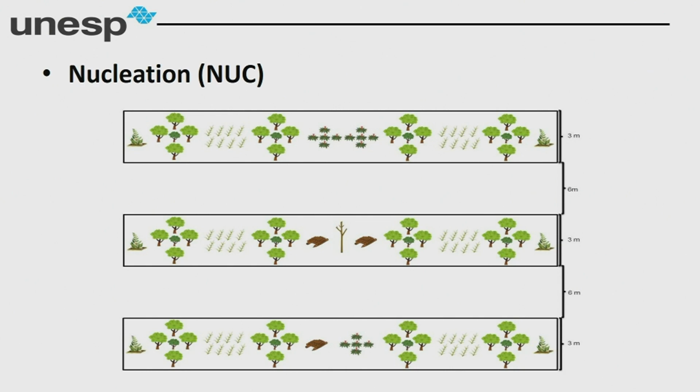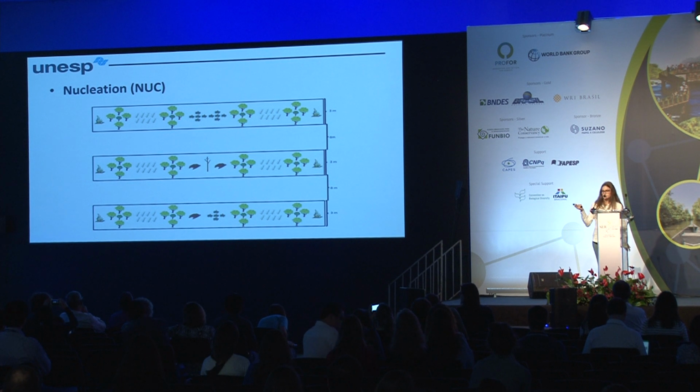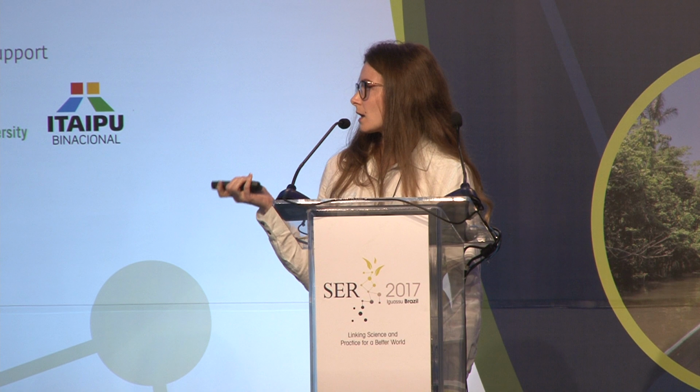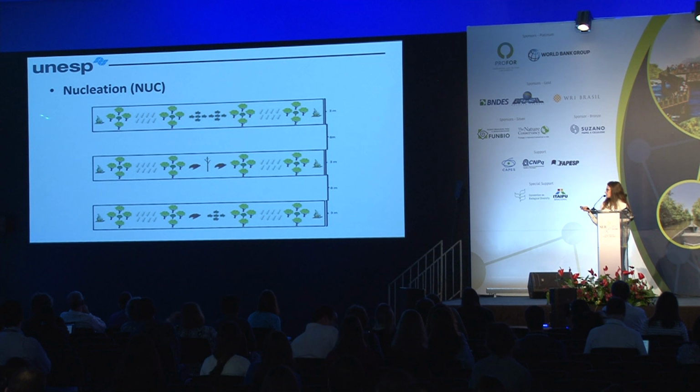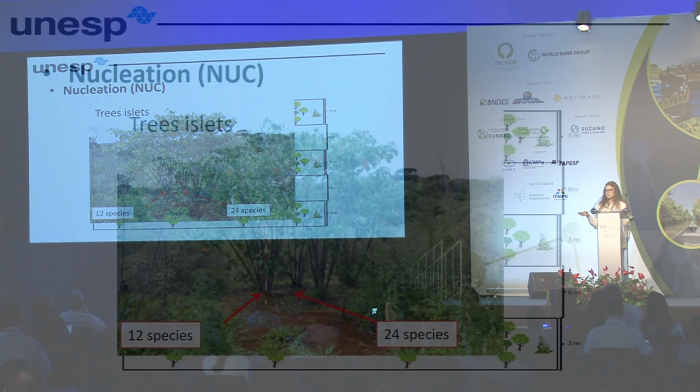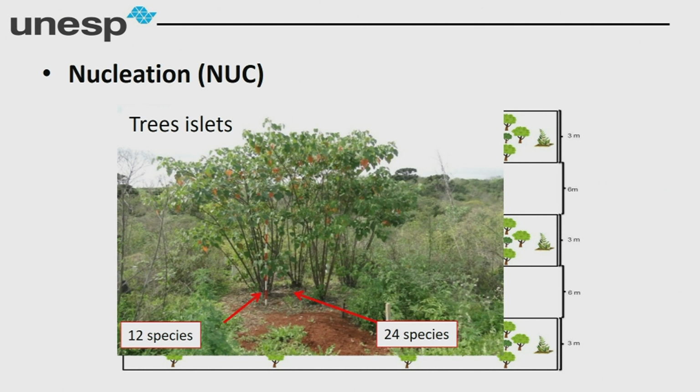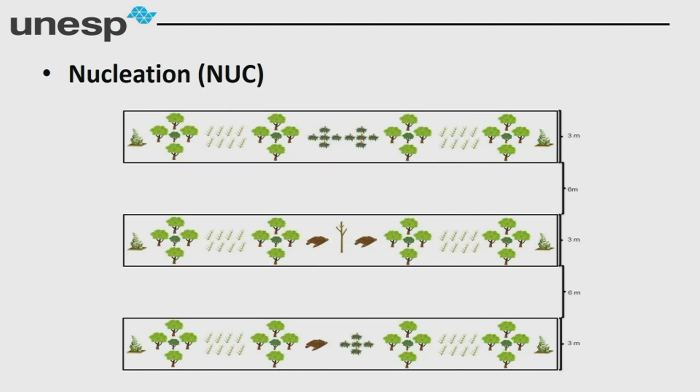The second treatment was nucleation. I called it nuke. And we used it in strips, as Fernando just said. So each plot had 6 strips, spaced by 6 meters. And each strip had a combination of nucleation techniques. So one of the techniques was the topsoil. Each strip had 1 topsoil. Then we used 3 islets. We used 12 species for filling and 24 species for diversity. Each strip had 4 groups of 3 islets.